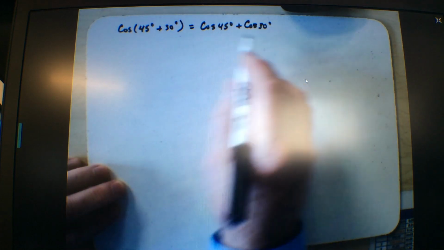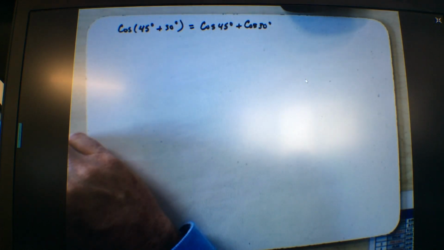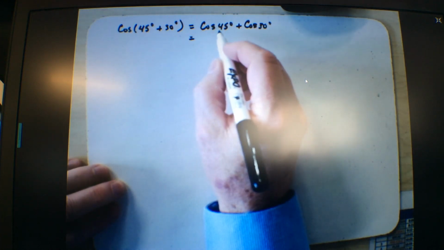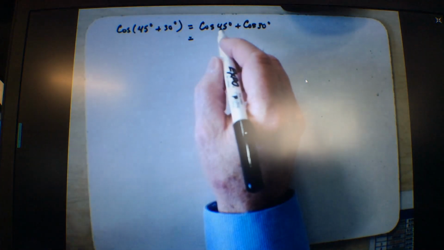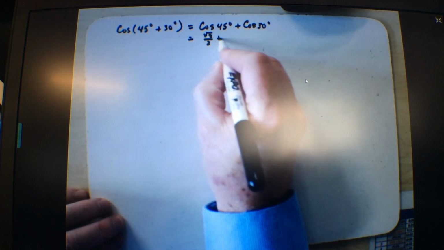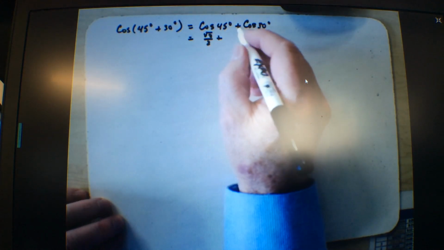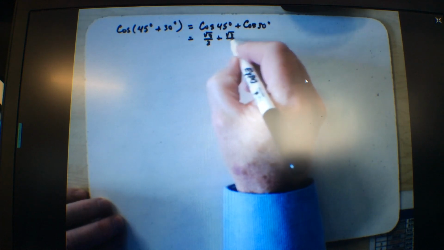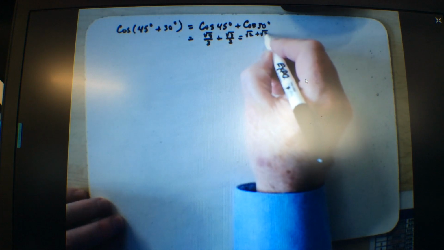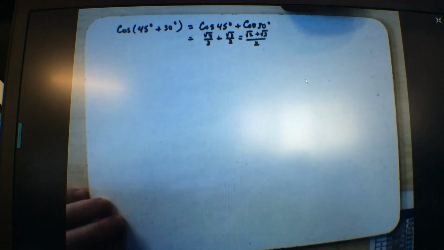What property does that look like? It looks like the distributive property to me, doesn't it? Okay, well let's check that out. The cosine of 45 degrees, I'll help you out, is the square root of 2 over 2. And the cosine of 30 degrees is the square root of 3 over 2. So if I add those two together, I get the square root of 2 plus the square root of 3, all over 2. Is that an exact answer?